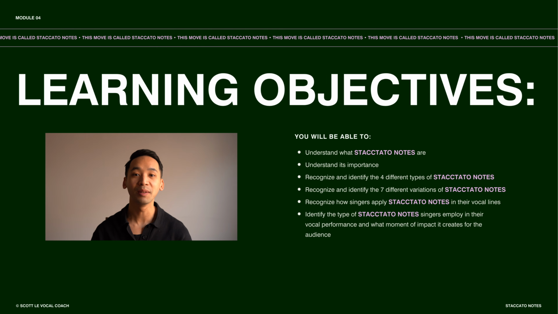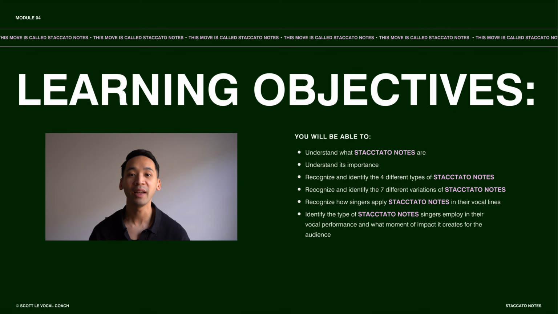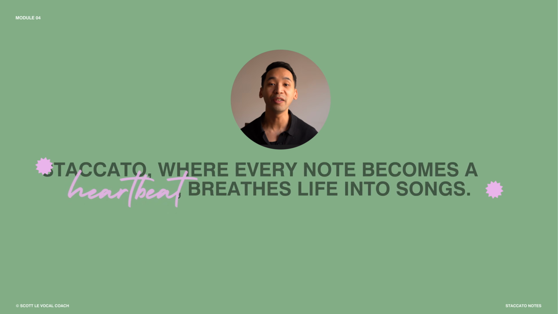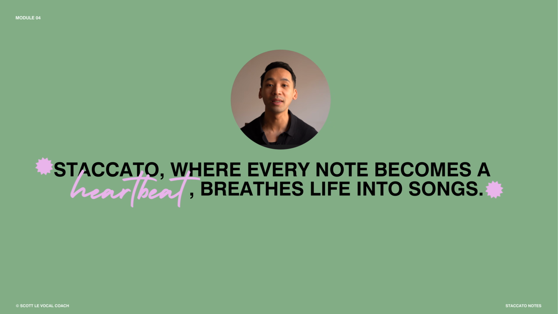By the end of this module, you will be able to understand what staccato notes are, understand their importance, recognize and identify the 4 different types of staccato notes, and recognize and identify the 8 different varieties of staccato notes. There's 8, but I think there's even more. Recognize and understand how singers apply these staccato notes in their song. And finally, identify the type of staccato note singers employ in their vocal performances and what moment of impact it creates for us. Let's start off with a quote that I found about singing with staccato.